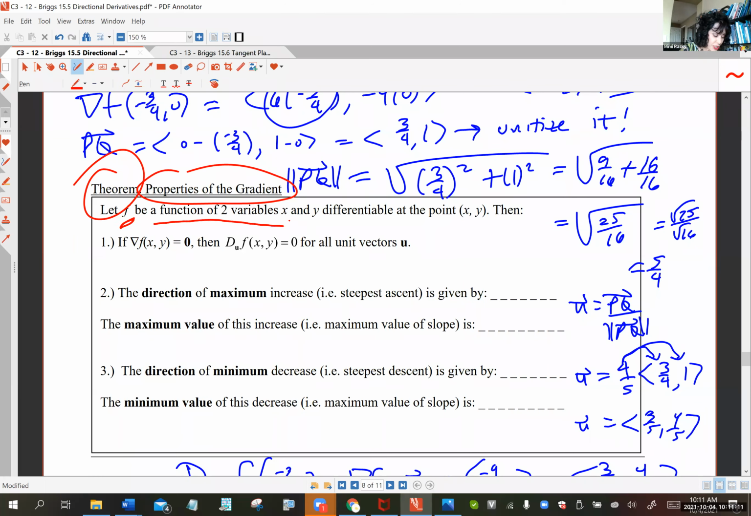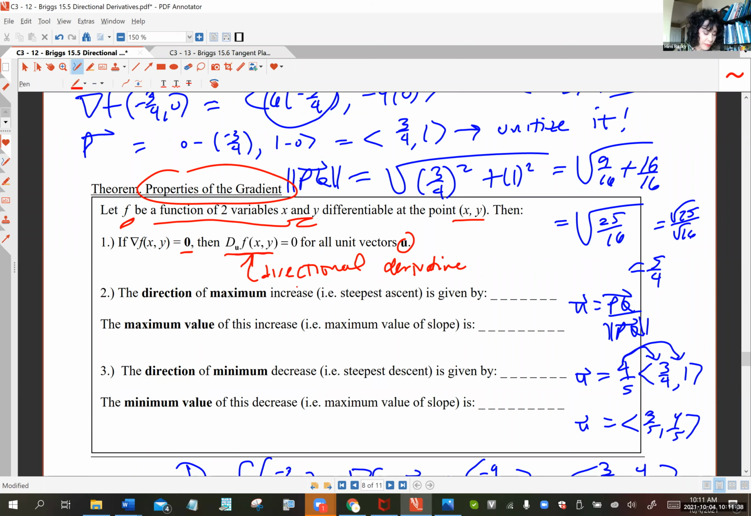So let f be a function of two variables, say x and y, and it's differentiable at a point (x, y). Then del f, that's the gradient notation, if del f equals the zero vector, then the directional derivative at any point would be equal to zero for all unit vectors u. That D_u is the directional derivative notation. We looked at that last time, and this right here is a gradient. Okay, so that's the first part of the theorem.